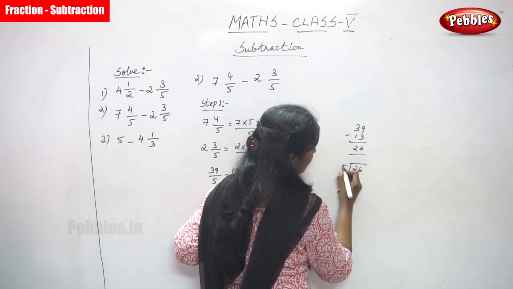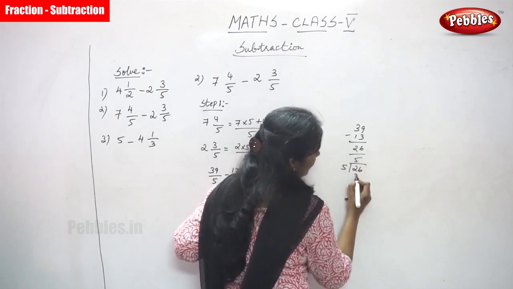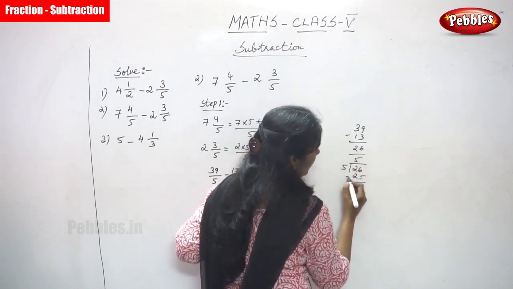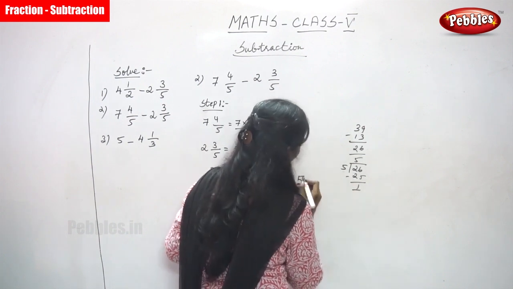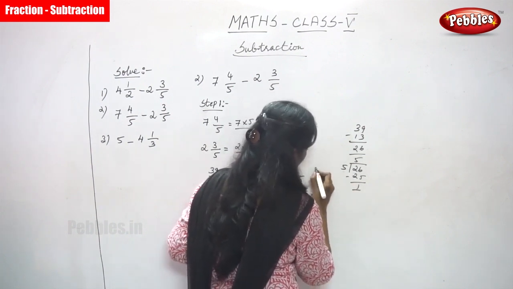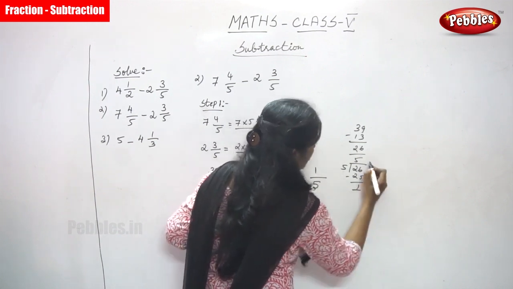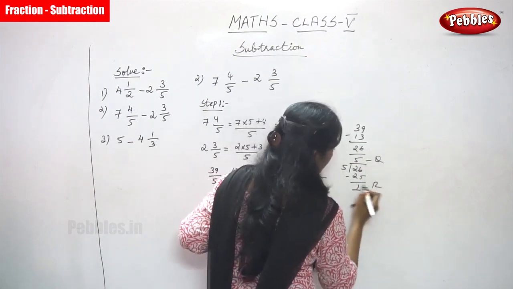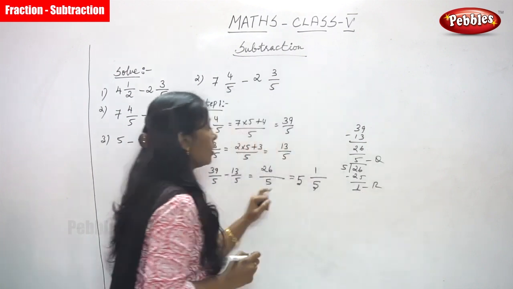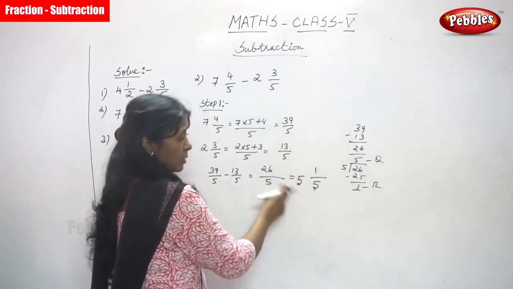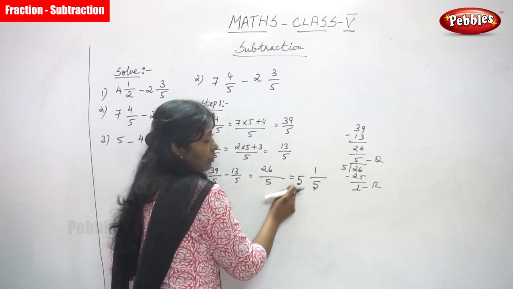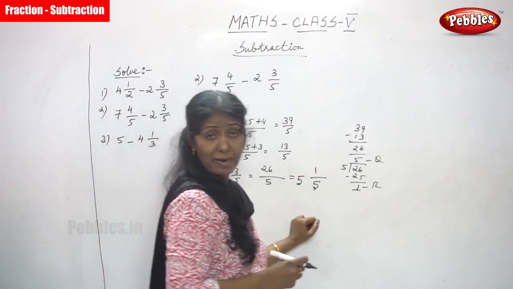So 26 divided by 5. I have to divide it by 5. 5 5s are 25. The remaining is 1. So 5 is the whole number, 1 is the numerator and the denominator is again 5. This is the quotient and this is the remainder. So 5 1 by 5. Just cross check: 5 into 5 is 25, 25 plus 1 is 26 by 5.